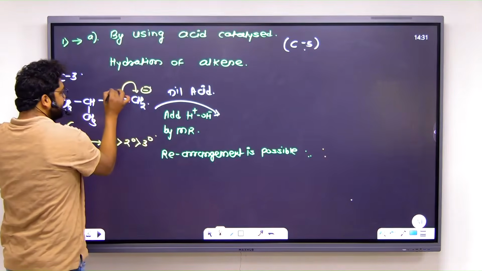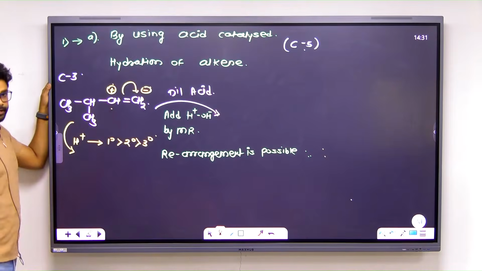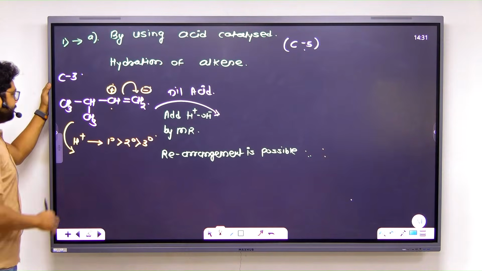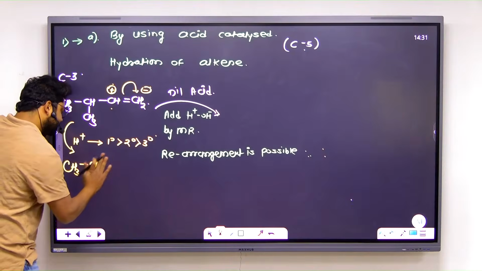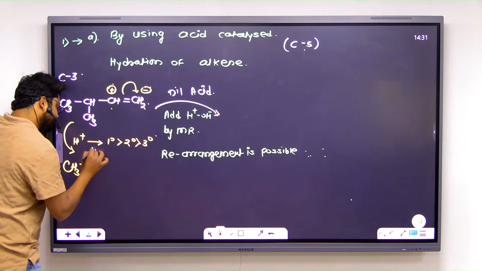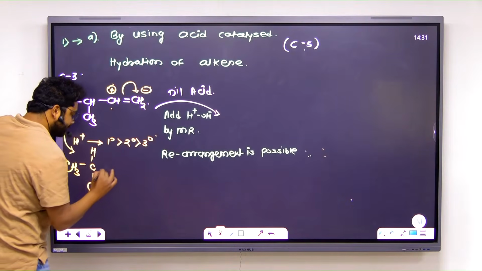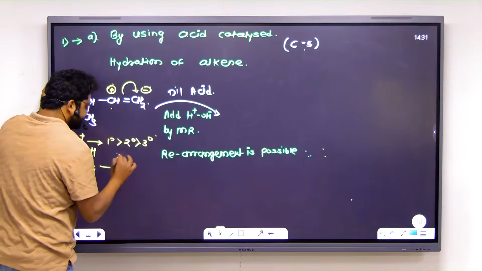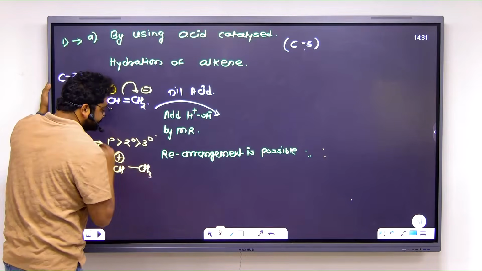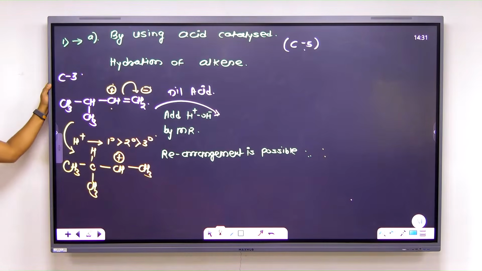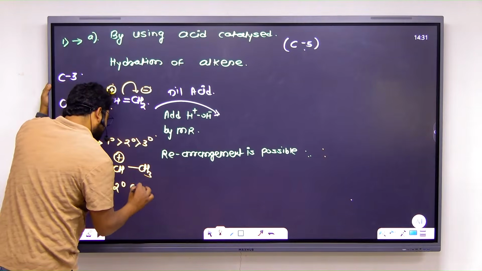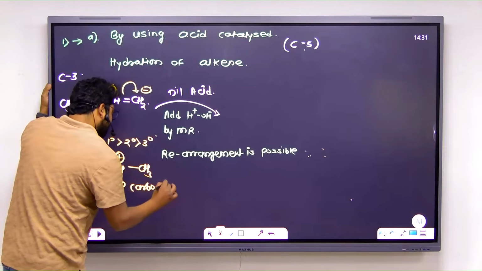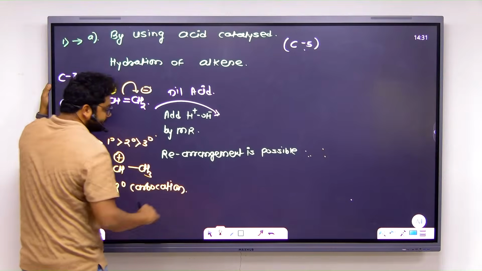This becomes minus and this becomes what? Plus. So what carbocation will form? Secondary. You have something like that: CH3 CH CH3 CH CH3, then it is your CH plus, and CH2 becomes CH3. Now this carbon is your secondary carbocation, and now, as I said, it is the next case.